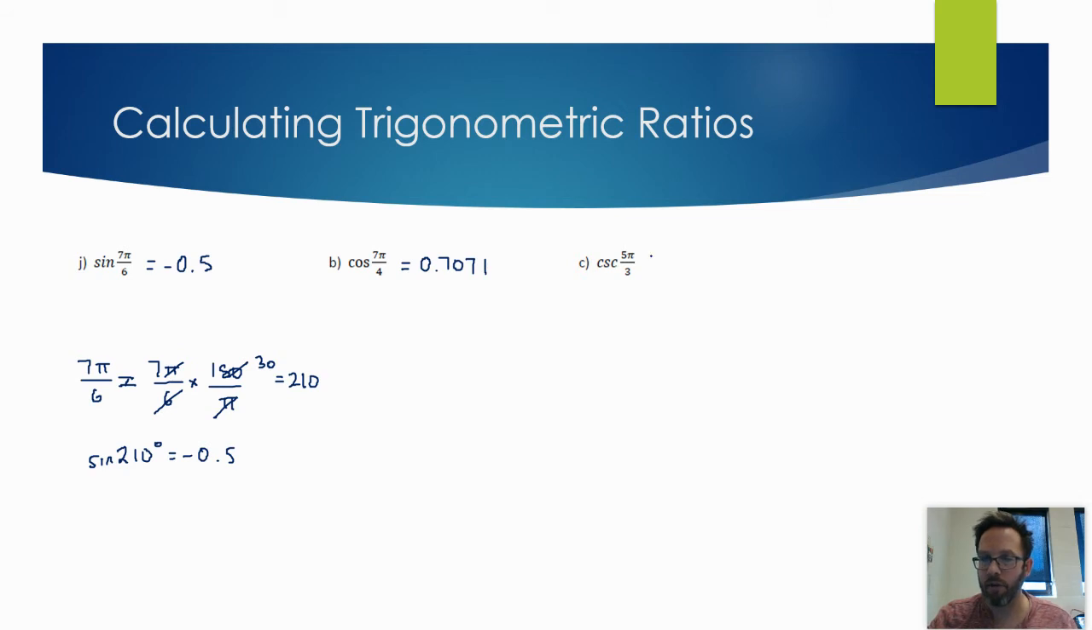And lastly, cosecant of 5 pi over 3. Remember, for evaluating these reciprocal ratios, just do 1 divided by, and I'll show you how I punch this in. This can all be evaluated at once. 1 divided by the sine of 5 pi over 3 gives you about negative 1.15. I said 4 decimal places.